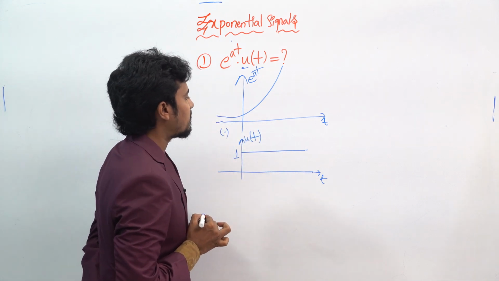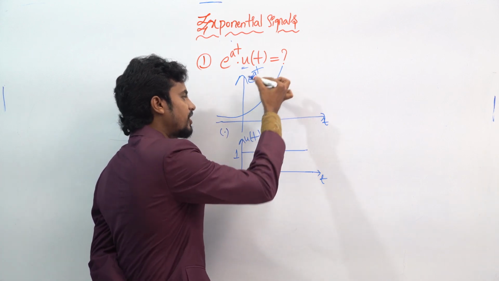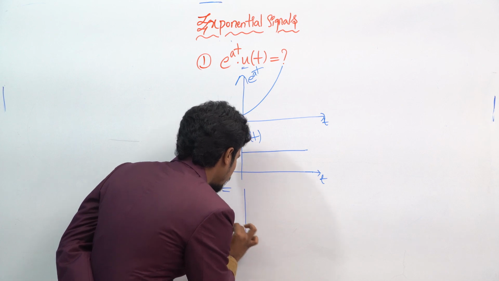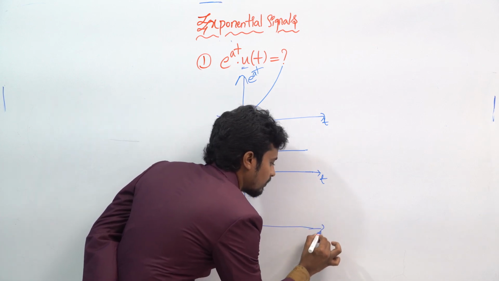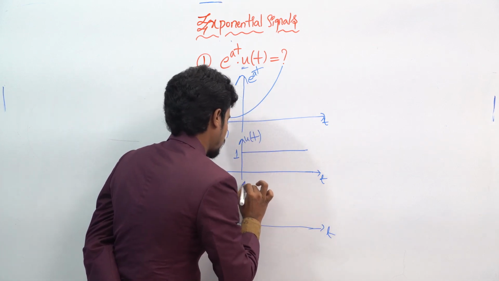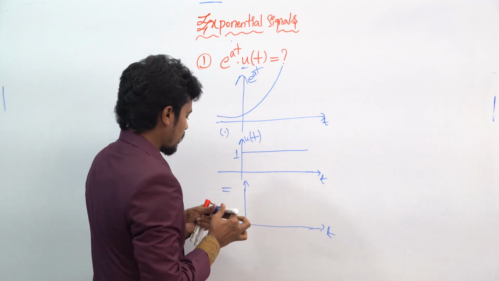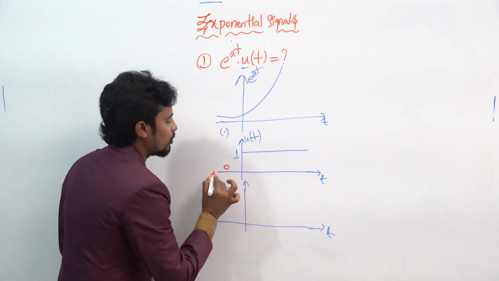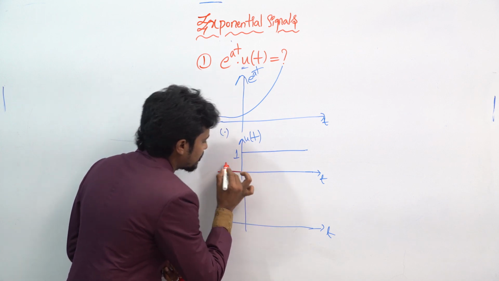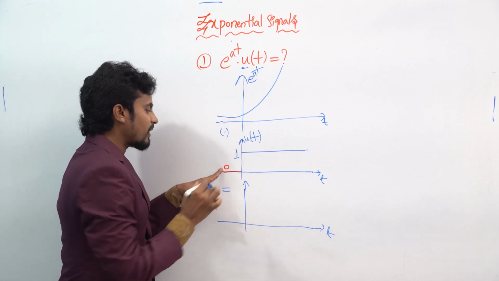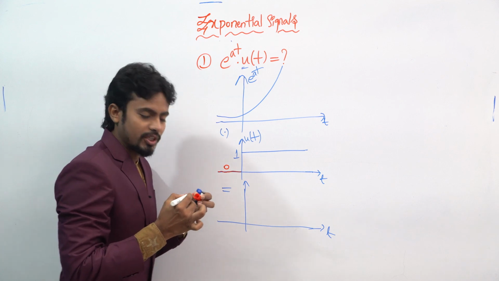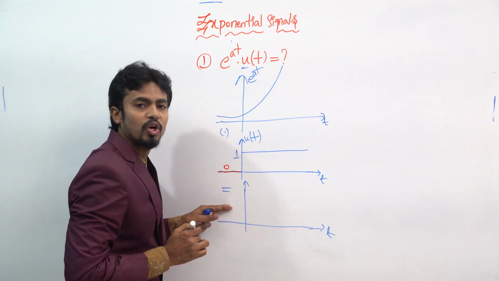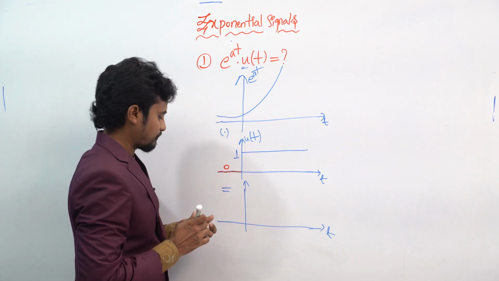If we multiply this e power at with u of t, what will happen? The resultant will be like this. So here you can observe this will be a 0. There will be no signal present here. If you multiply 0 with anything, what will you get? You will get 0. That means here you can't get any signal.